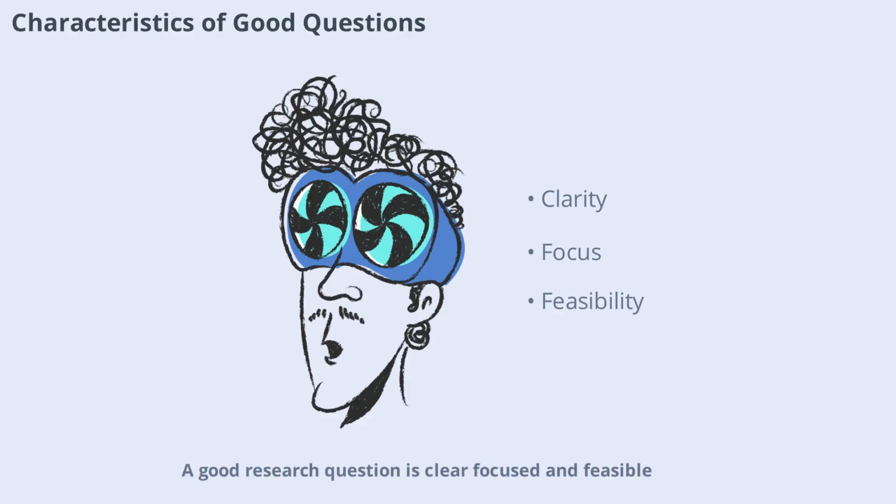A good research question is clear, focused, and feasible. It should be specific enough to guide your study but broad enough to be interesting and relevant. Avoid vague or overly complex questions, as they can lead to confusion and poor study design. Make sure your question is answerable with the resources and time you have available. These characteristics are essential for producing high-quality medical research.